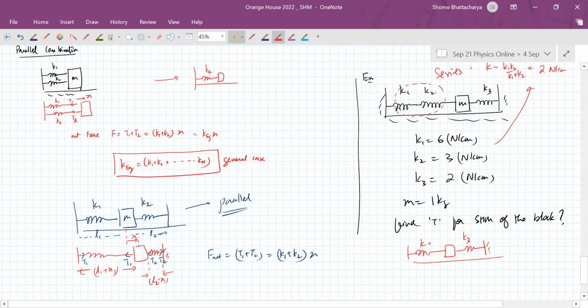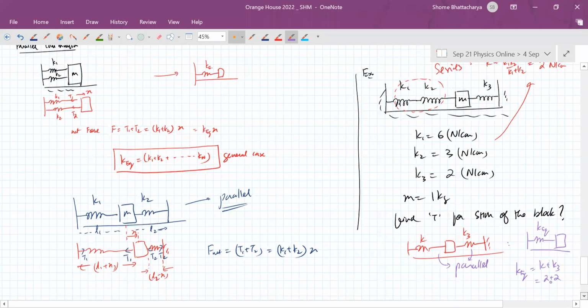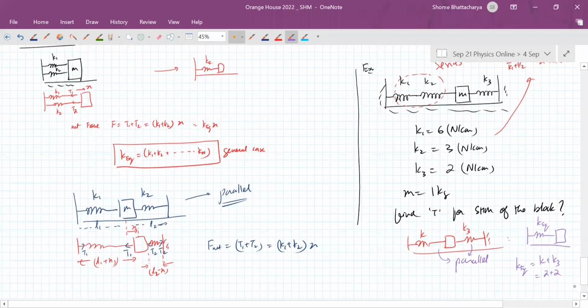Now next step, what we can do is you can see that this and this is a parallel combination. So this can be reduced to an equivalent spring where K equivalent is K plus K3. So the equivalent spring constant is 4 Newton per centimeter.